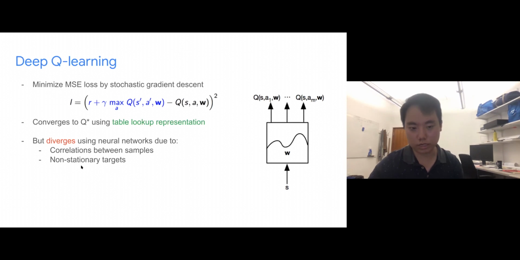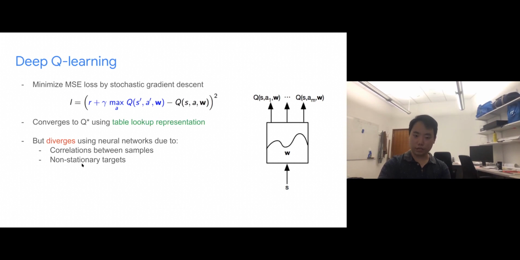Another reason why it might not work is the problem of non-stationary targets. So again, if you look at image classification, for a particular set of images, your labels are always the same, right? You've labeled your data set once, you never change the labels, and you just iterate through the data set multiple times to learn a good classifier.